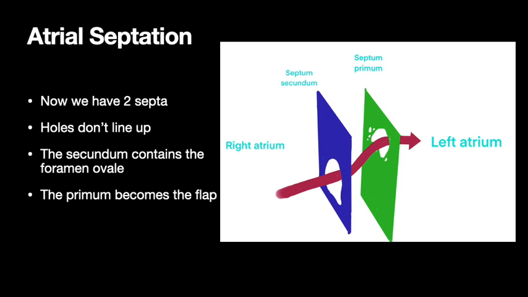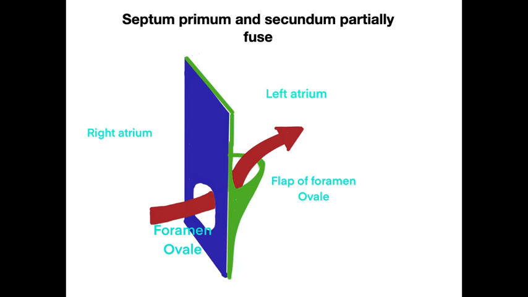So what happens is these kind of move together, and this septum primum simply becomes the flap of the foramen ovale. So here it is, when the two are pushed together, you've got two holes that don't quite line up. So the blood goes from the foramen ovale in, up, and over the flap of the foramen ovale. So it's a partial fusion of the two.